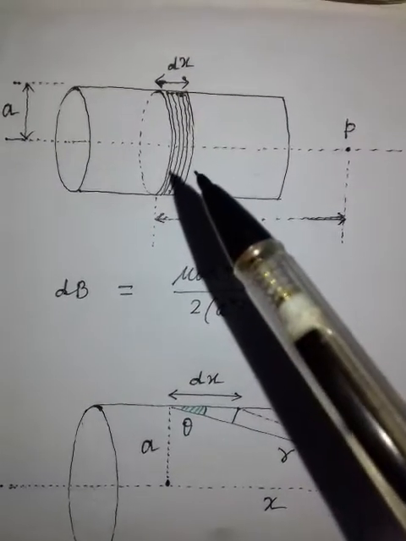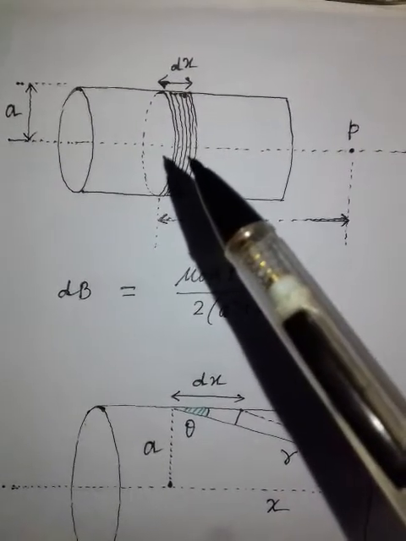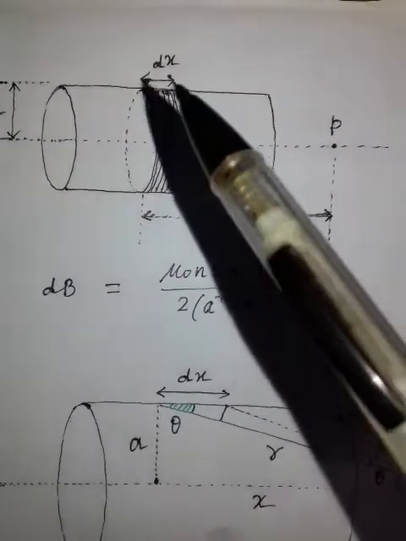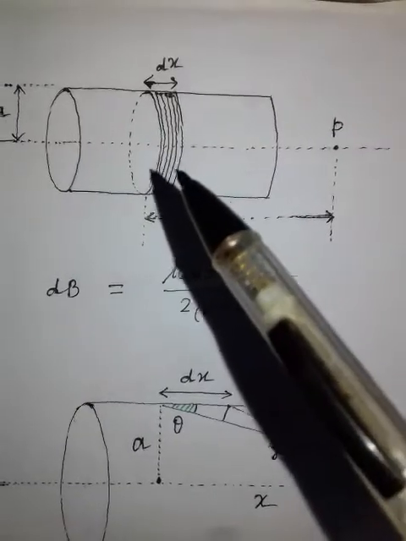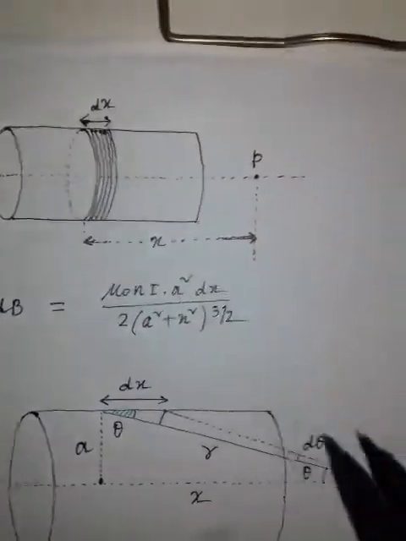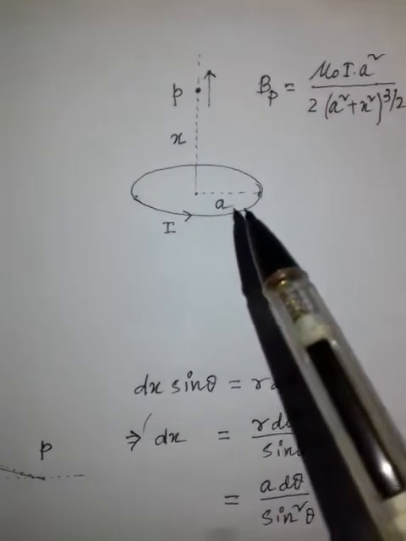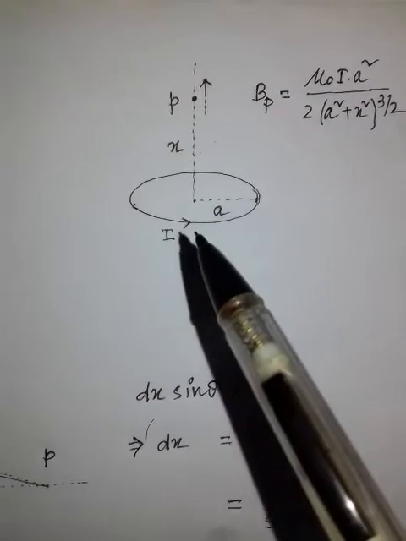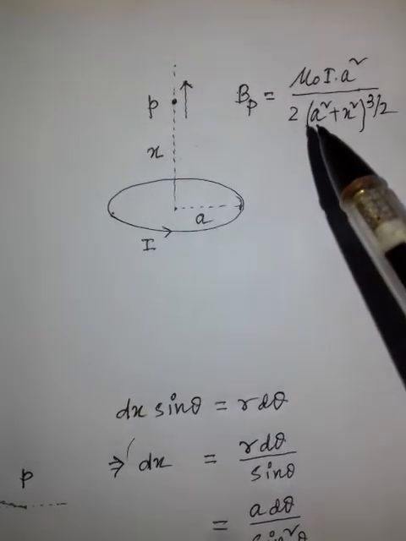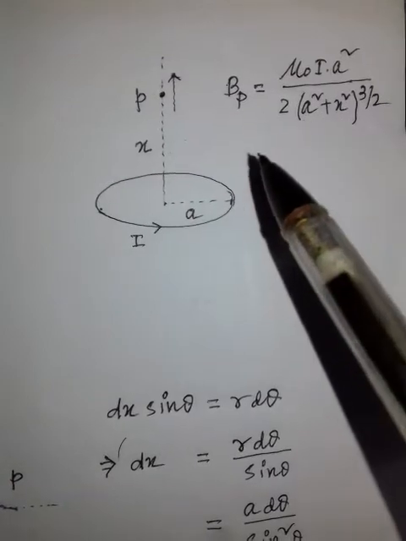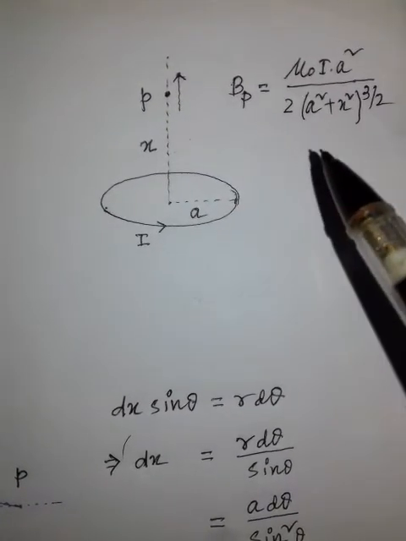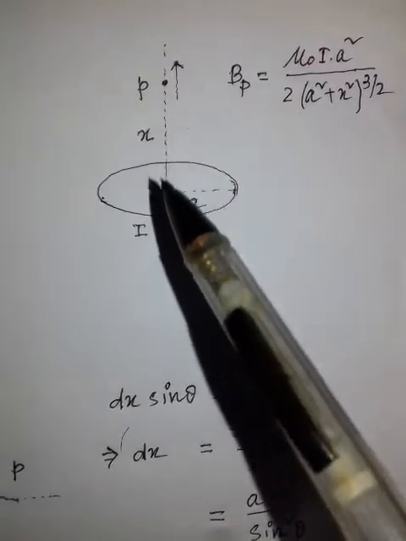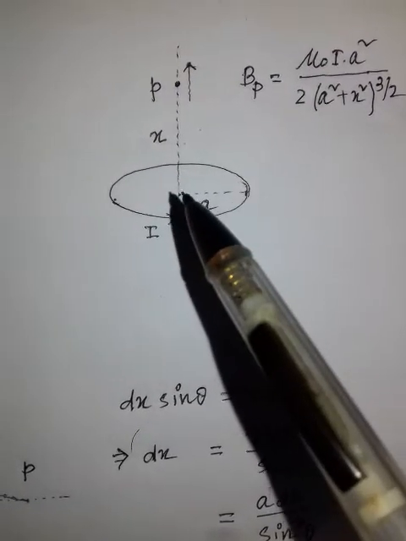First, we will find the magnetic field produced by this elementary portion of the solenoid at P. For this, look at the figure. Here, a circular ring of radius a carrying current I produces an axial field like this one: mu naught I a square by twice a square plus x square to the power 3 by 2. The axial point is at a distance x from the ring center.